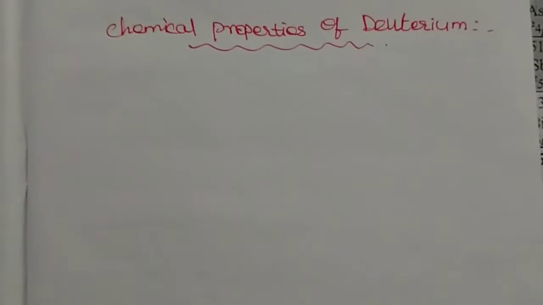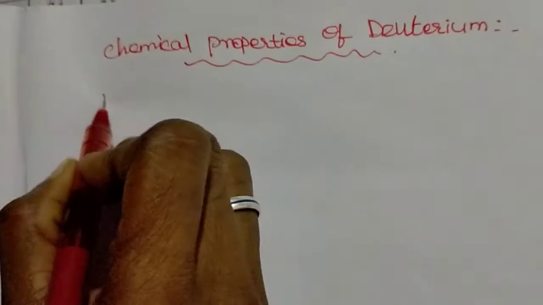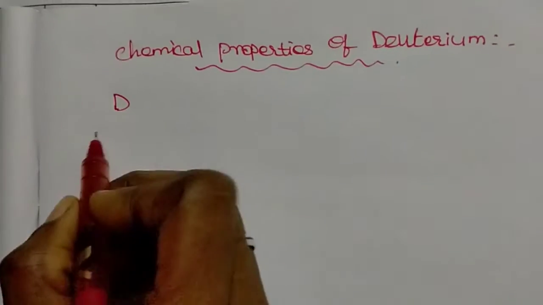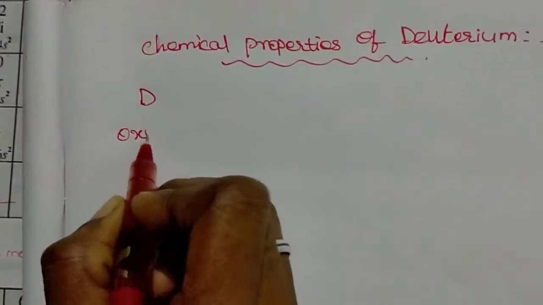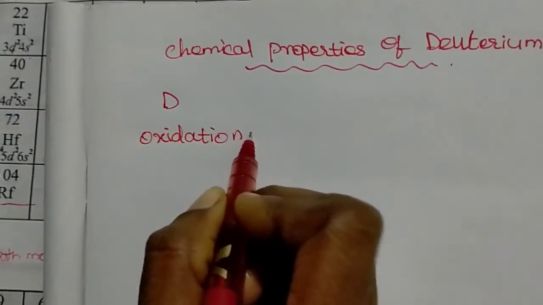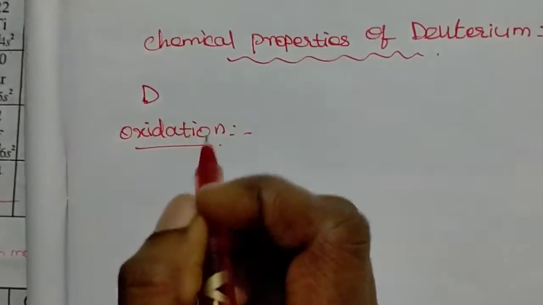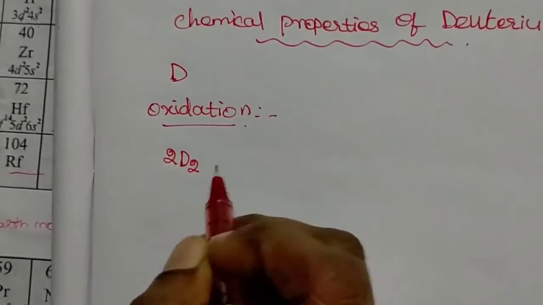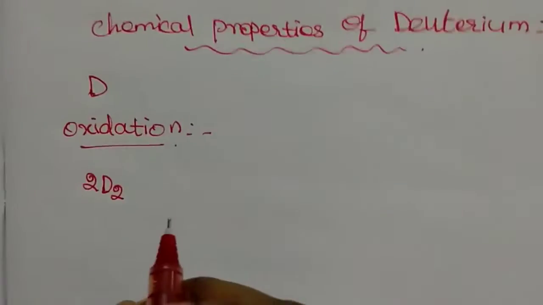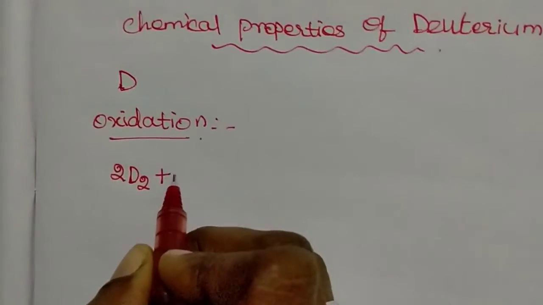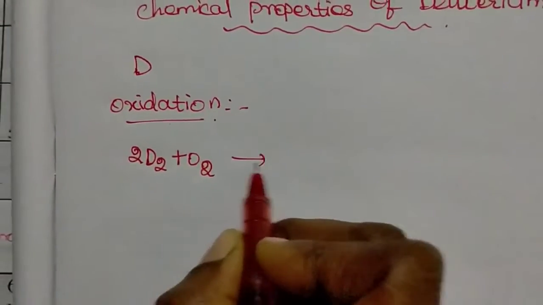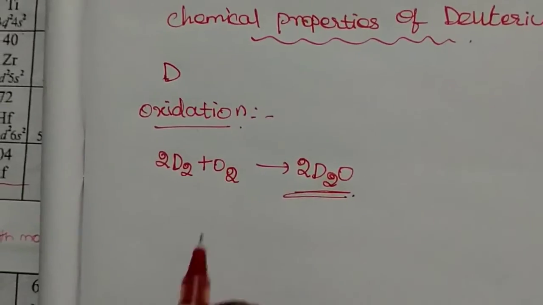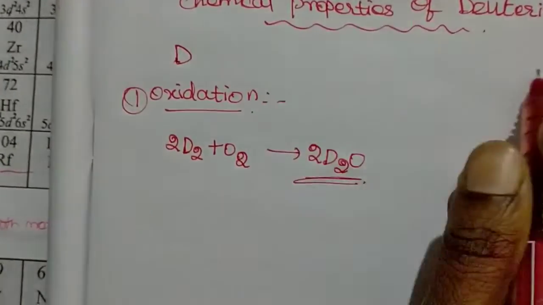Okay, so the chemical properties of deuterium, which we denote here as D. Like hydrogen, deuterium also reacts with oxygen. That means it undergoes the oxidation reaction. So, the oxidation reaction of deuterium: two molecules of deuterium are combined with an oxygen molecule and produce 2D2O, heavy water. So this is the oxidation reaction of deuterium.